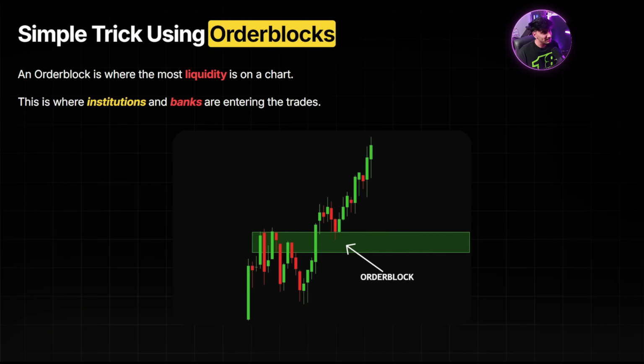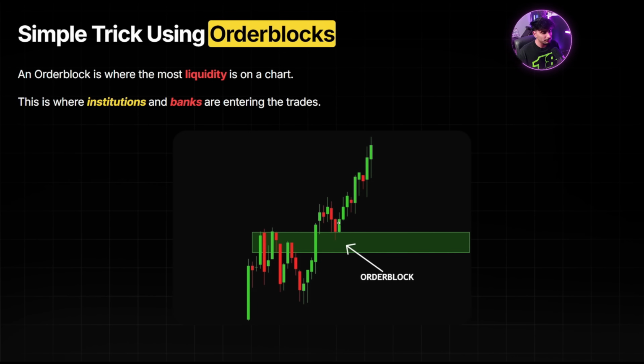Now, I want to emphasize, institutions and banks are not entering off of order blocks. I don't want to misportray this concept. However, they are entering where the most liquidity is. For us, order blocks will help us define and identify where the most liquidity is so we can enter into the trade similar to how big banks and institutions are entering to make our entries much more higher probability.